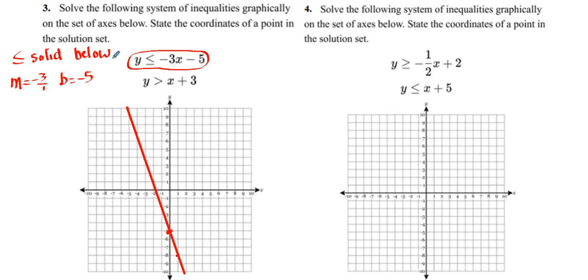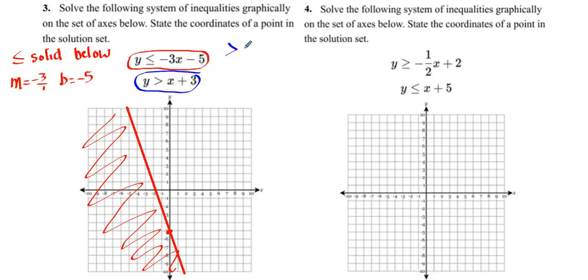And then according to this, because it's a less than, we will shade below. So going back to the color, everything below the line. Switching over to blue for the bottom inequality, y is greater than. If it is greater than, it is going to be dashed, and it will be above. Again, if you don't see a solid line, it's not a solid line.